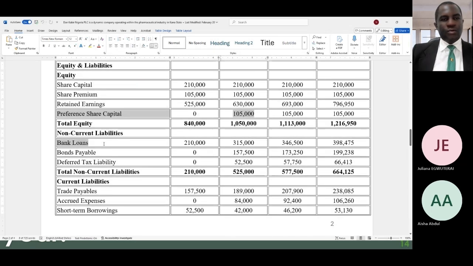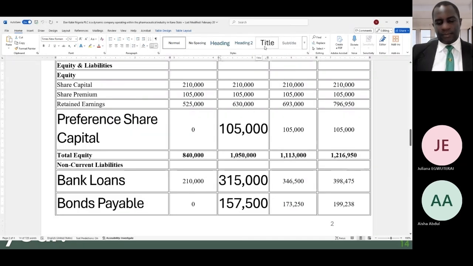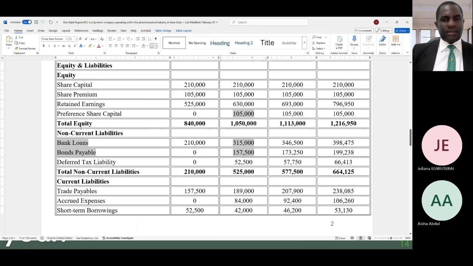I will pick bank loan. I will pick bonds payable. So you can see deferred tax. We can't pick deferred tax for capital gearing ratio because deferred tax is not a fixed interest element. Take note of that. Okay, so let me pick these three at a go, if possible, so that we can be faster. I shared the document, so I believe we can follow through very easily.